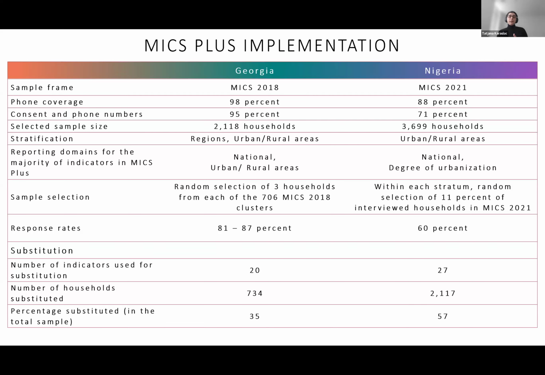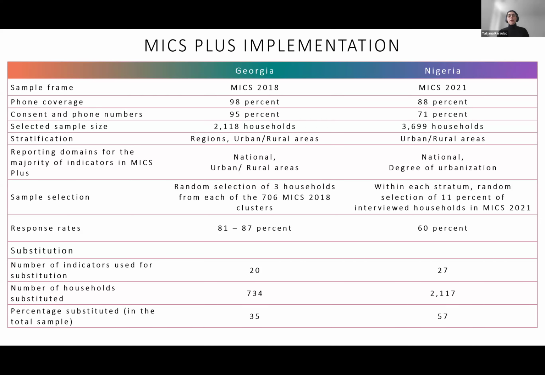When we are calculating the sample size in Mix Plus, we are using different assumptions and facts. What is the coverage of phone numbers? What is the percentage of consent and phone numbers? We predict, based on previous experience, if a country has previous experience in phone surveys, what would be the response rate, what would be the attrition rate, and so on. So these are the numbers that we came up with to be able to present results at national level for both countries. Of course, representative results for national level, and in Georgia for urban-rural areas, while in Nigeria for degree of urbanization.